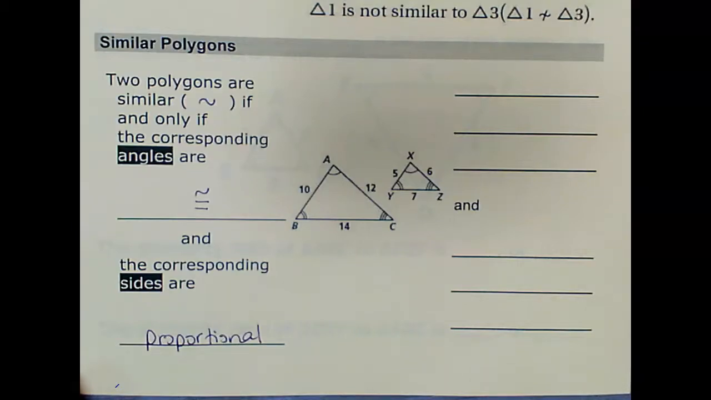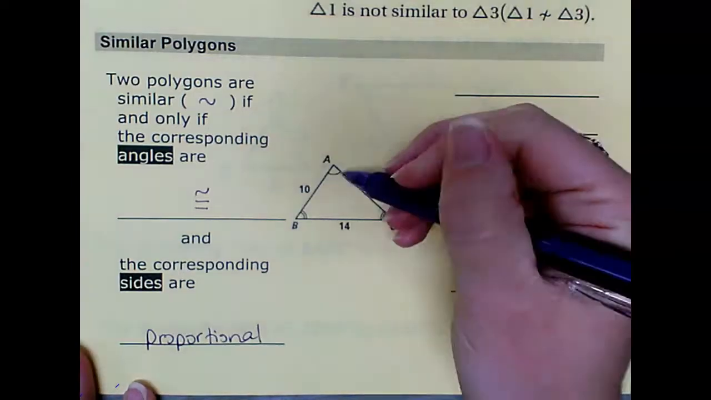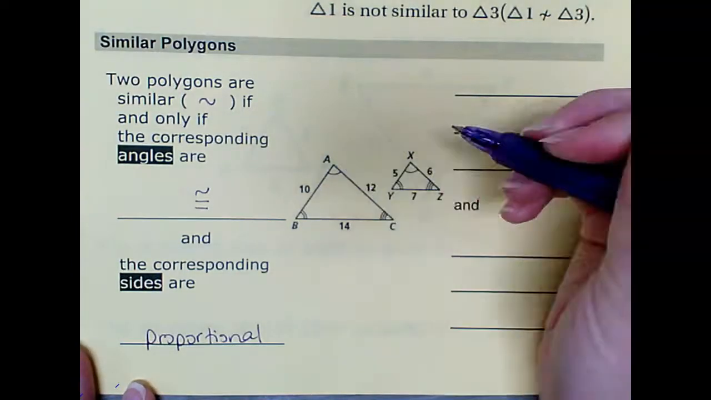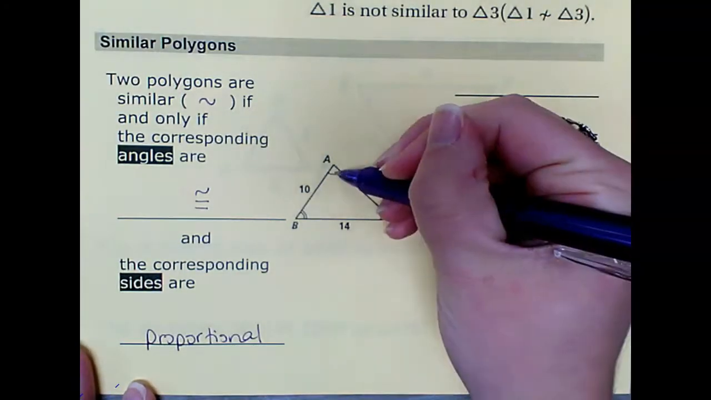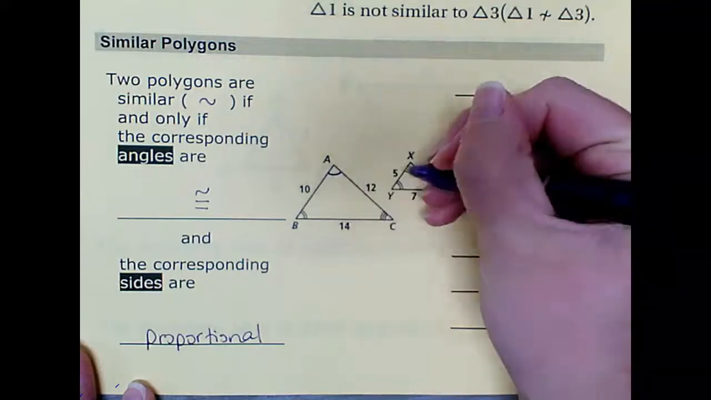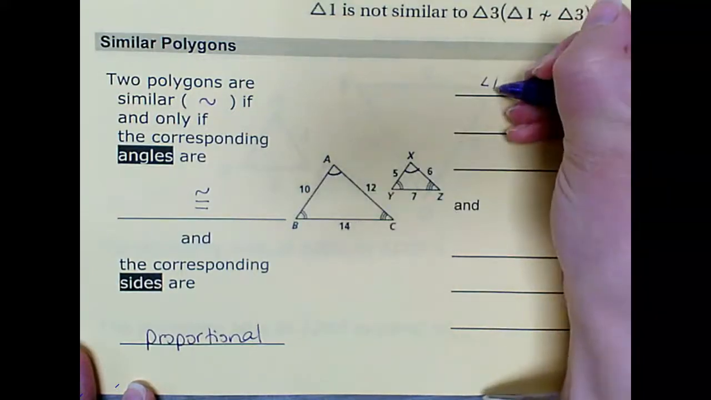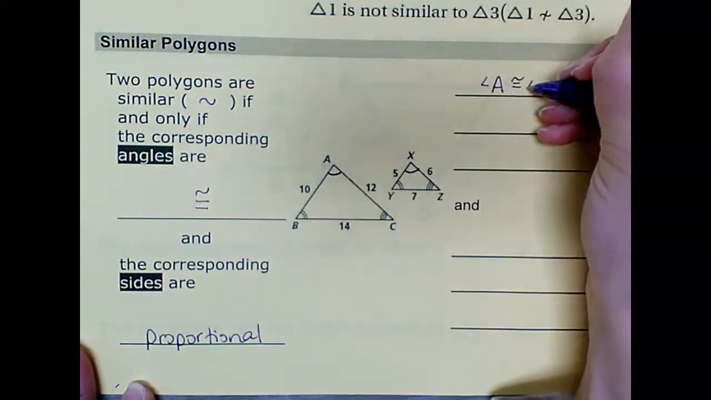So let's talk about the corresponding angles. We have angle A, and we have angle X. And angles A and X both have one arc mark here, so we can say that angle A is congruent to angle X.